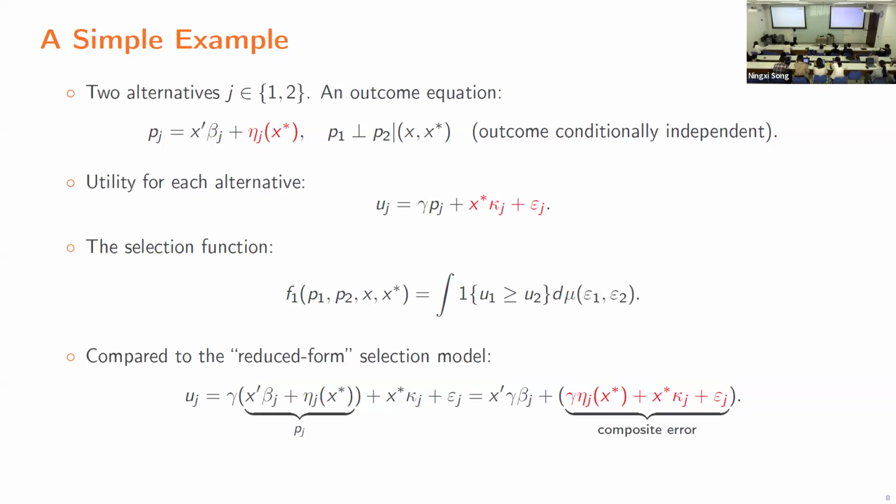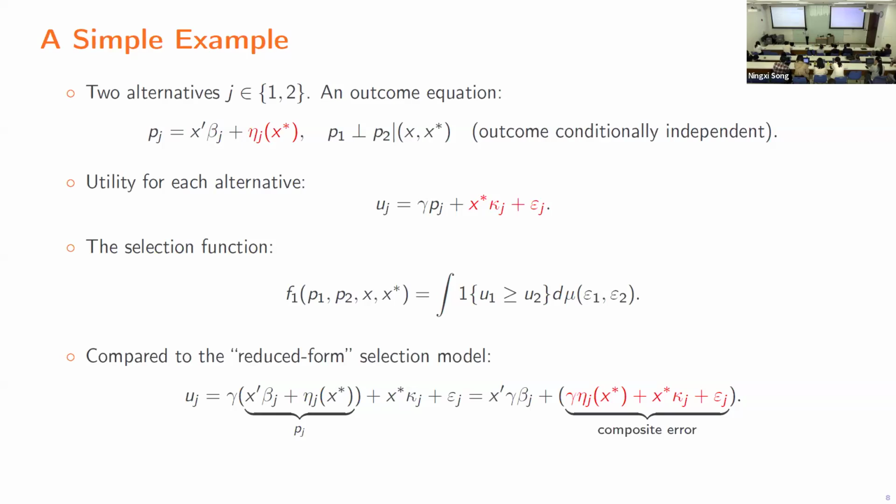Here, P_j is given by some linear terms on the characteristics plus some error term eta. This eta could very well depend on x star. And we assume that we condition on enough covariates such that the prices are independent once we condition on x and x star.